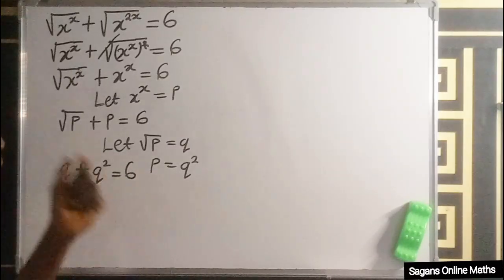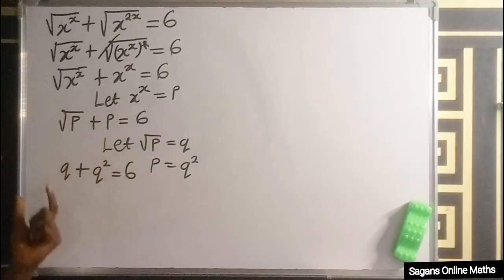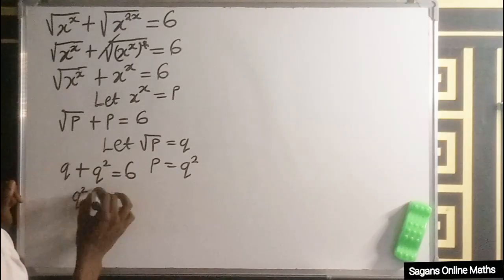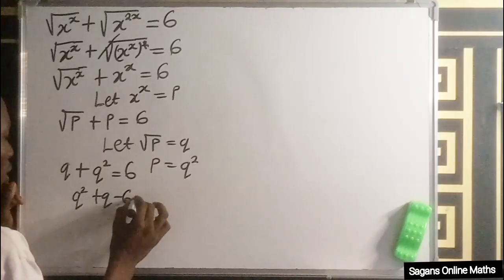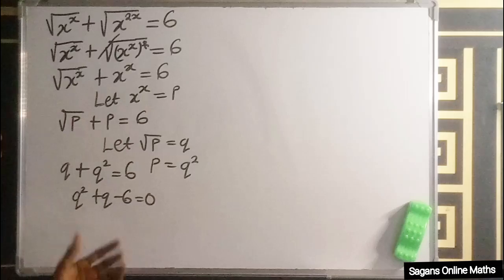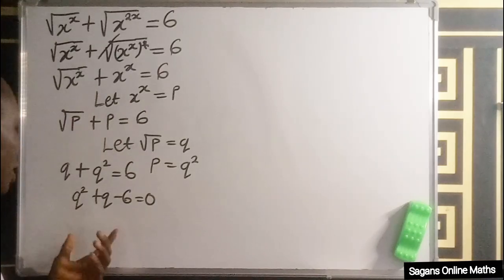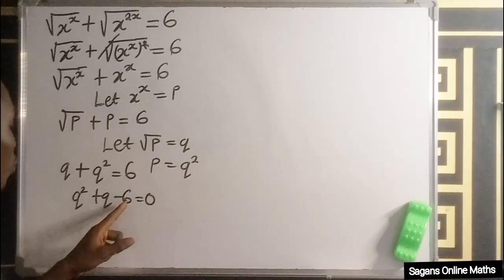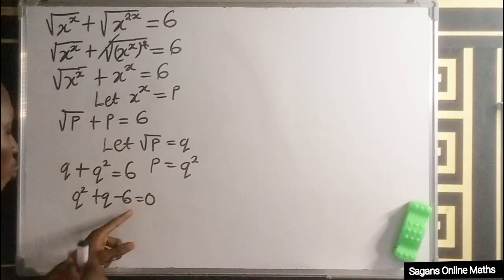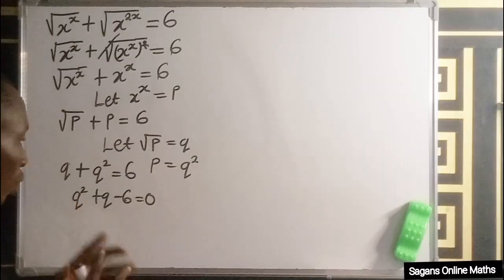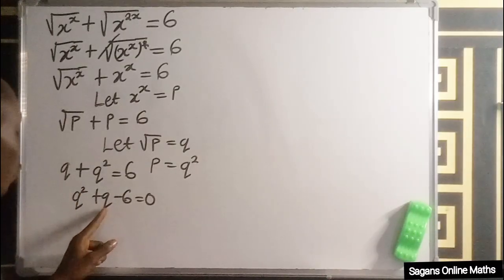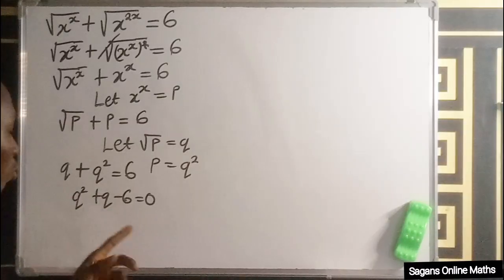And this is a quadratic equation. So if you subtract 6 from both sides, you are going to see that q square, then plus q, then minus 6 is equal to 0. This is a beautiful quadratic equation. We are going to use the factorization method to solve it because it's very simple. Now let's think of the factors of 6. Factors of 6 are 1, 2, 3, and 6. If we subtract them, we will have 1 because the coefficient of q here is 1. But if you multiply them, we have minus 6.